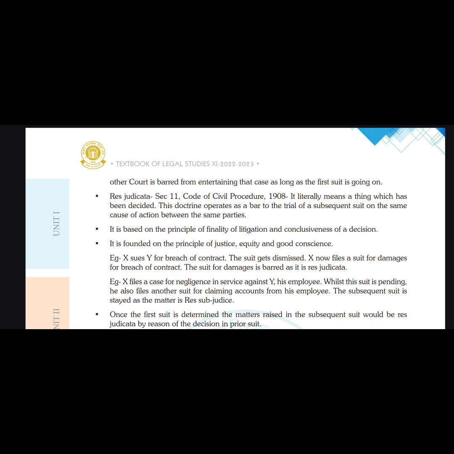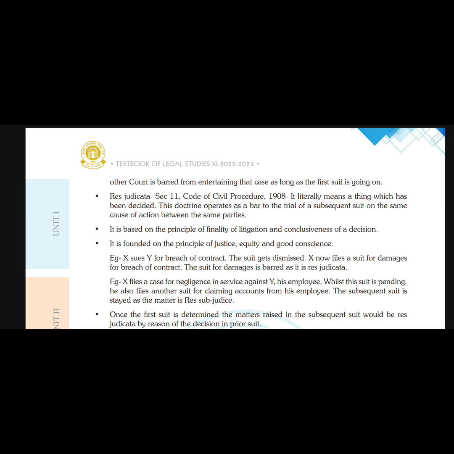But before its decision comes, you cannot go to another court for the same suit, for the same subject matter between the same parties, just to cause multiplicity of proceedings or waste the time of court, right? When a huge pile of cases is already pending. So the objective of this principle is to avoid multiplicity of cases and to save the time of court.